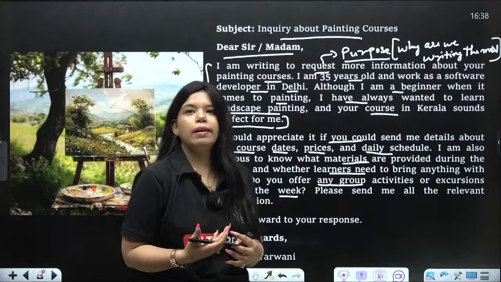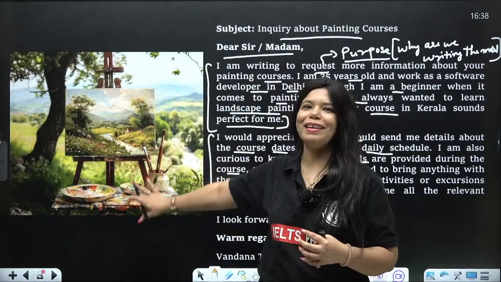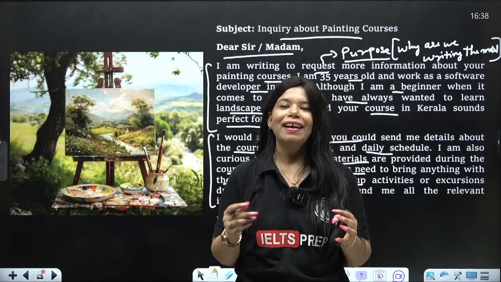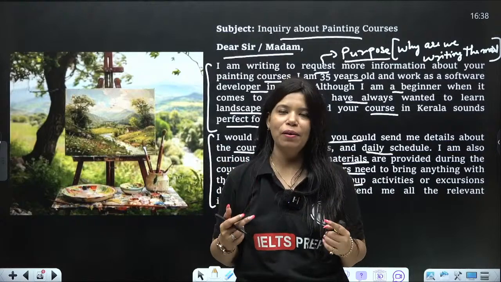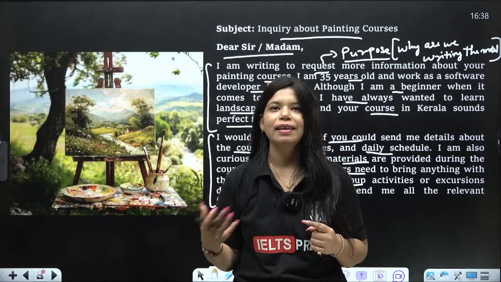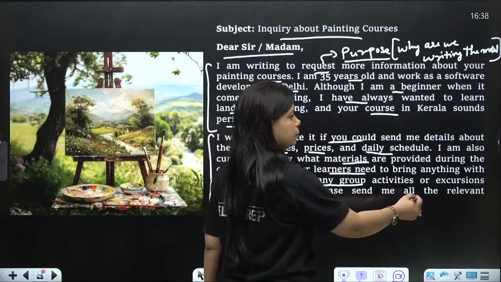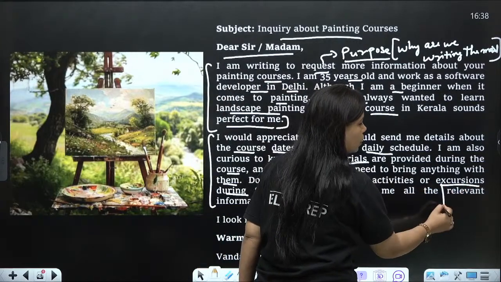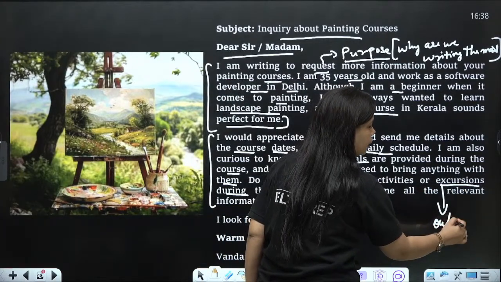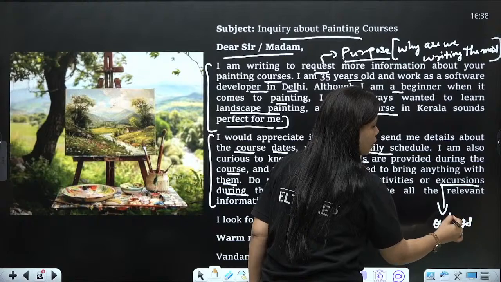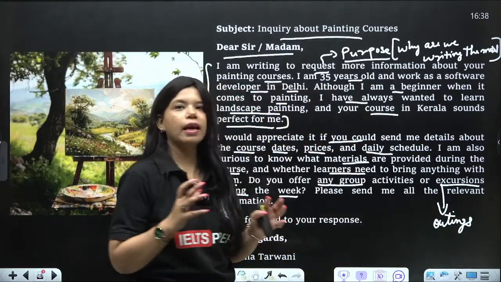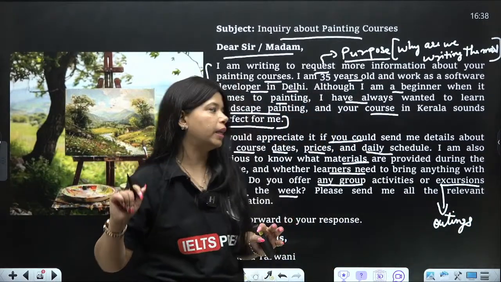Now, what do painters do is, they go out to such beautiful places and then they paint. वहाँ पे देख देख के वो paint करते हैं, उसको बोलते हैं outings. And the word I have used here is excursions. Excursions means कि कुछ outings होंगी जहाँ पे हम बाहर जाके paint करेंगे. Group activities or outings, क्या ऐसा कुछ होगा जहाँ पे हम बाहर जाके paint करेंगे?